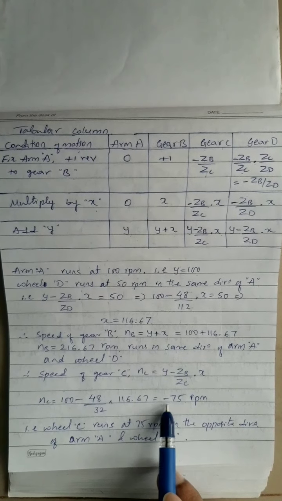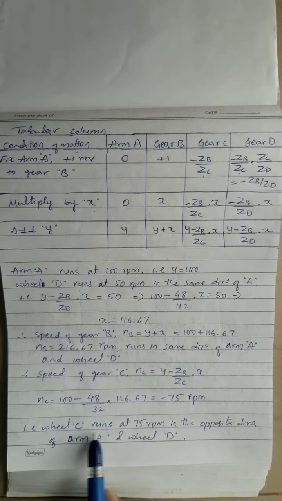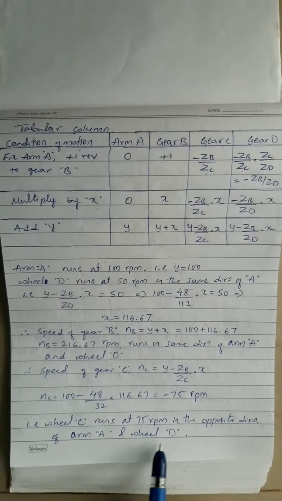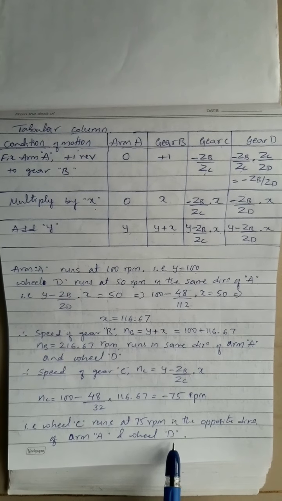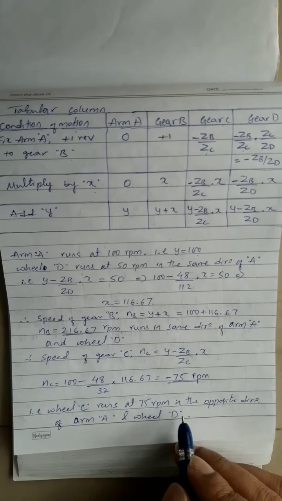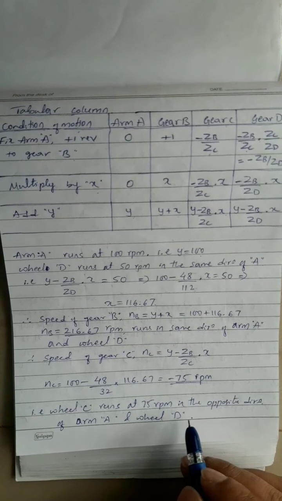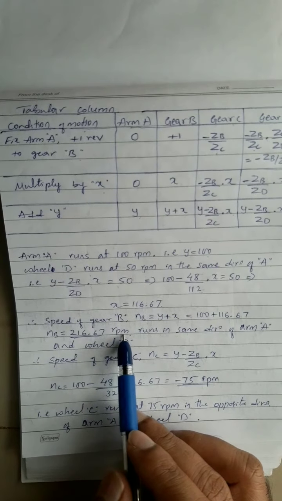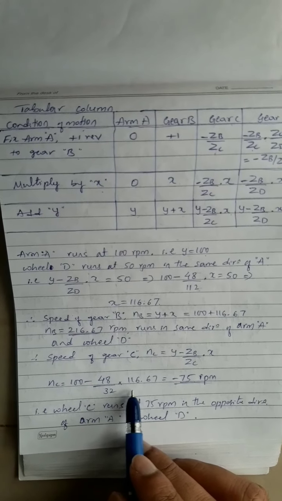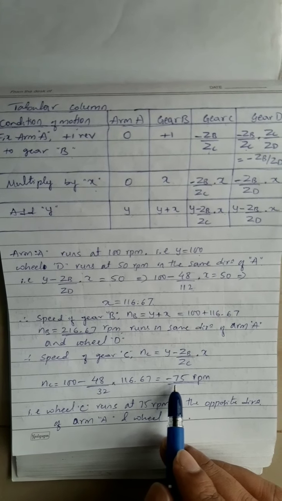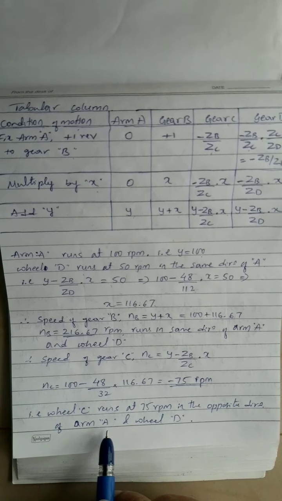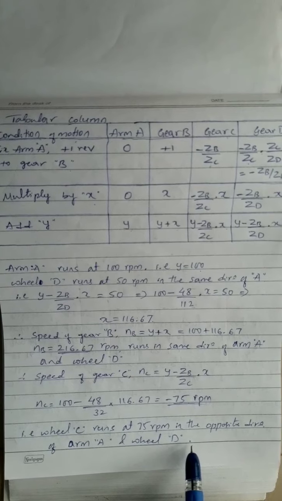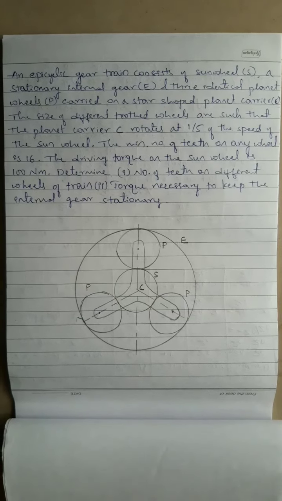That is why it is negative. So we write wheel C runs at 75 rpm in the opposite direction of arm A and wheel D. Hence, we found the required speed of gear B as 216.67 rpm and speed of gear C as 75 rpm in the opposite direction of arm A and wheel D. So this is the solution for the first problem.